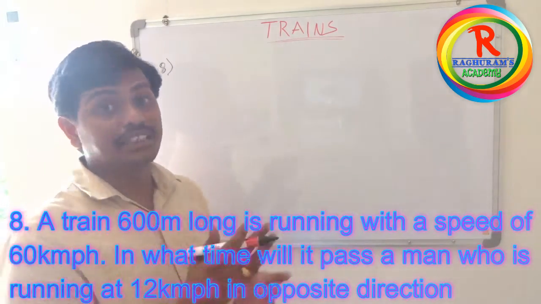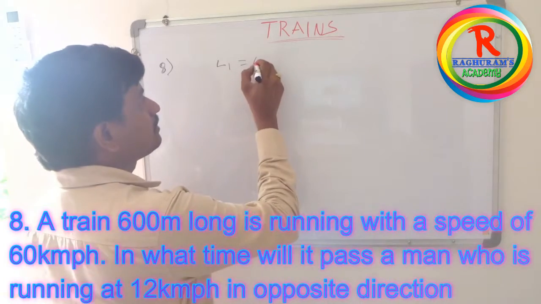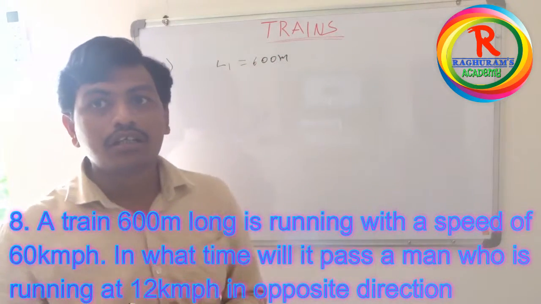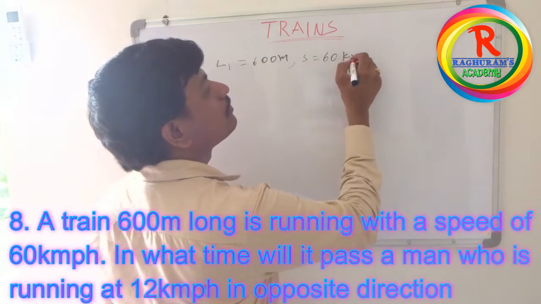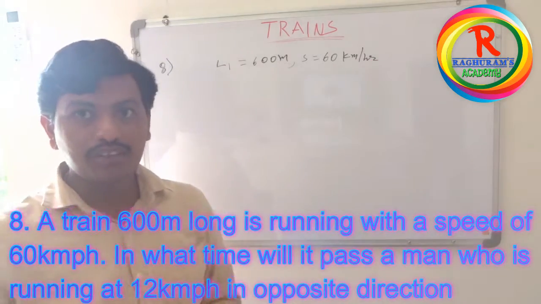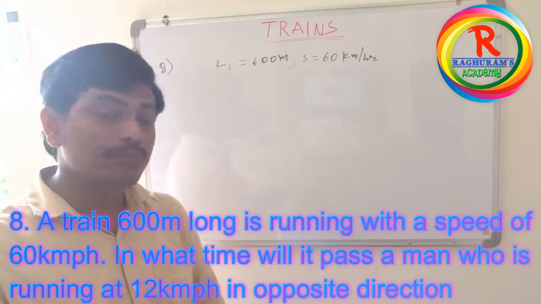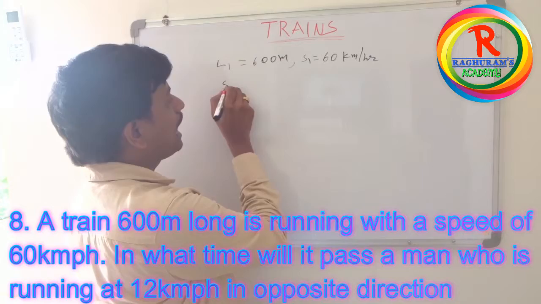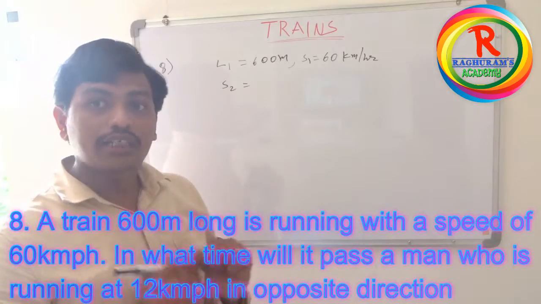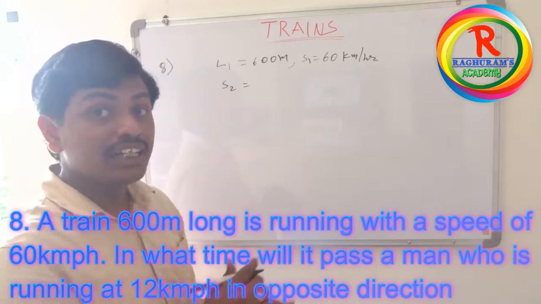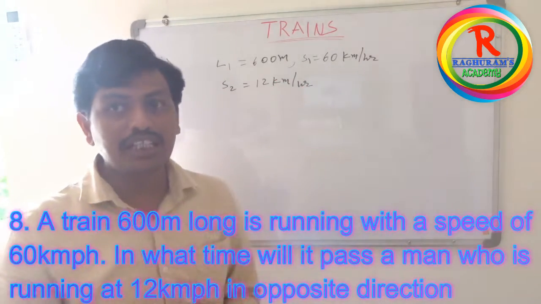The train length we take as L1, 600 meters, and the speed is given as 60 kilometers per hour. We need to find the time it takes to pass a man who is running at 12 kilometers per hour. Here we take S1 and S2, because the other object is also moving. The person is running at 12 kilometers per hour in the opposite direction.